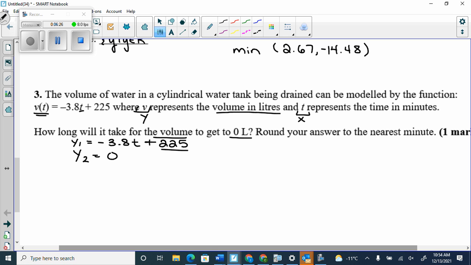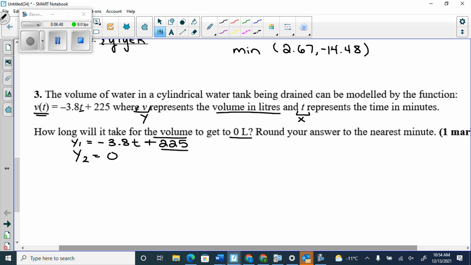And then press graph. And I want it to hit 0. So 10, it's not hitting 0. It's way the heck up there. So I'm going to make my x max be 100. Can I see it cross? Yeah. So I made my y max be 230, and I made my x max be 100.